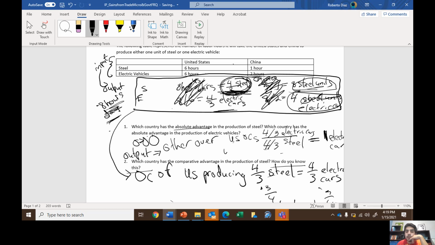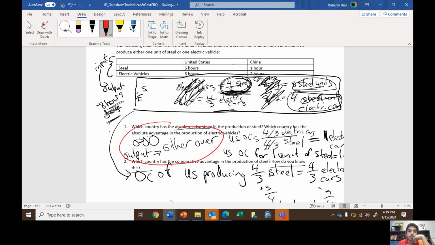Specifically, the US opportunity cost for 1 unit of steel, right? So this is a shortcut, a mental shortcut to finding the per unit opportunity cost of a particular good. Okay, pretty cool. Let me highlight it right here.